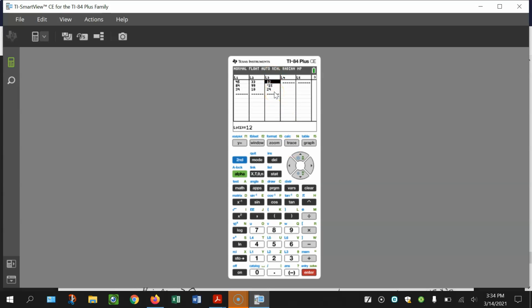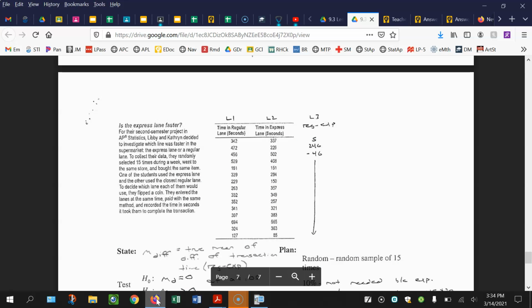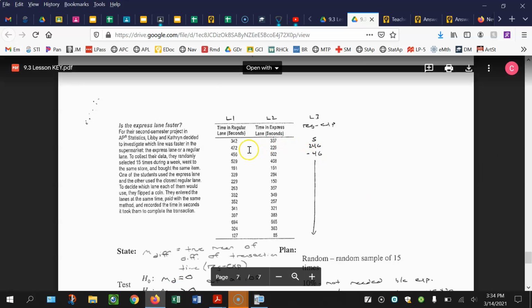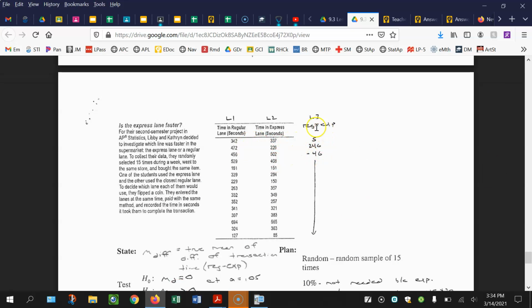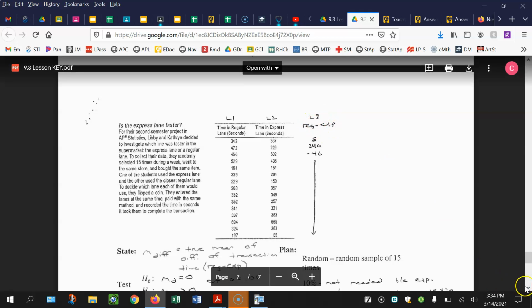You'll notice some will be positive, some will be negative. This is not the data from the question. I'm just showing you a brief example. All right, so back to the problem at hand. You'll notice I put the first couple differences in here just so you could see what was going to populate into list 3 for me.